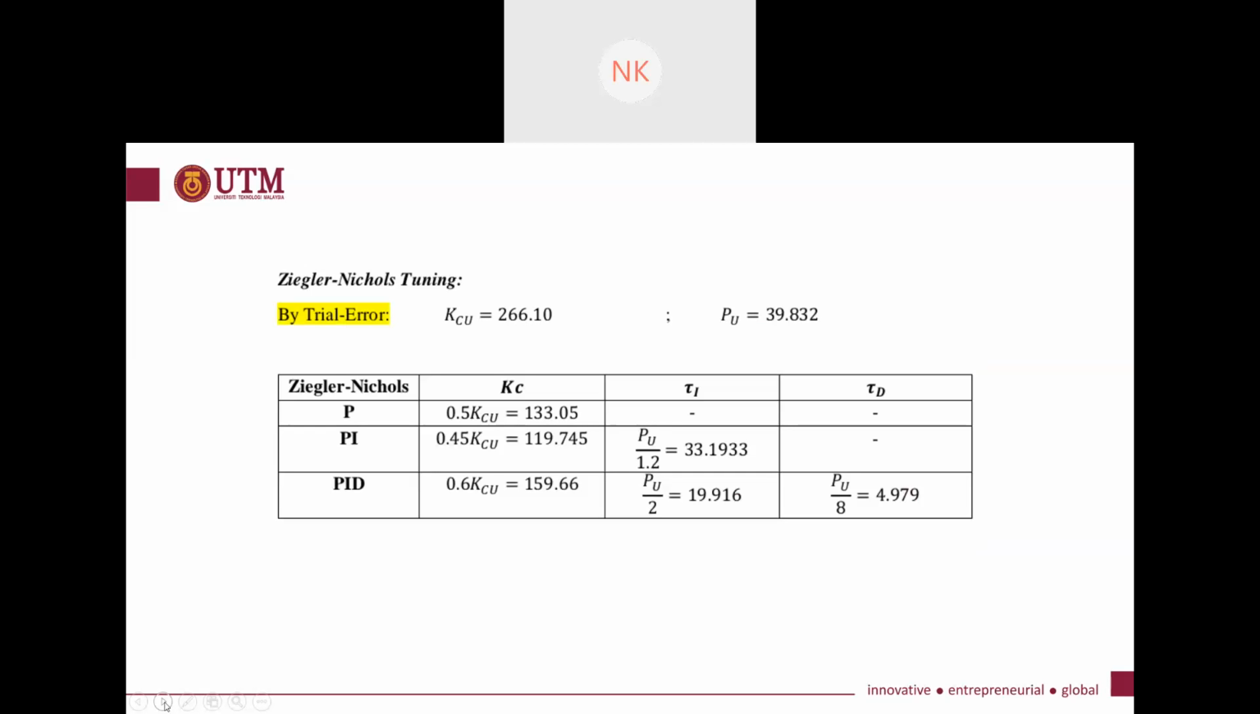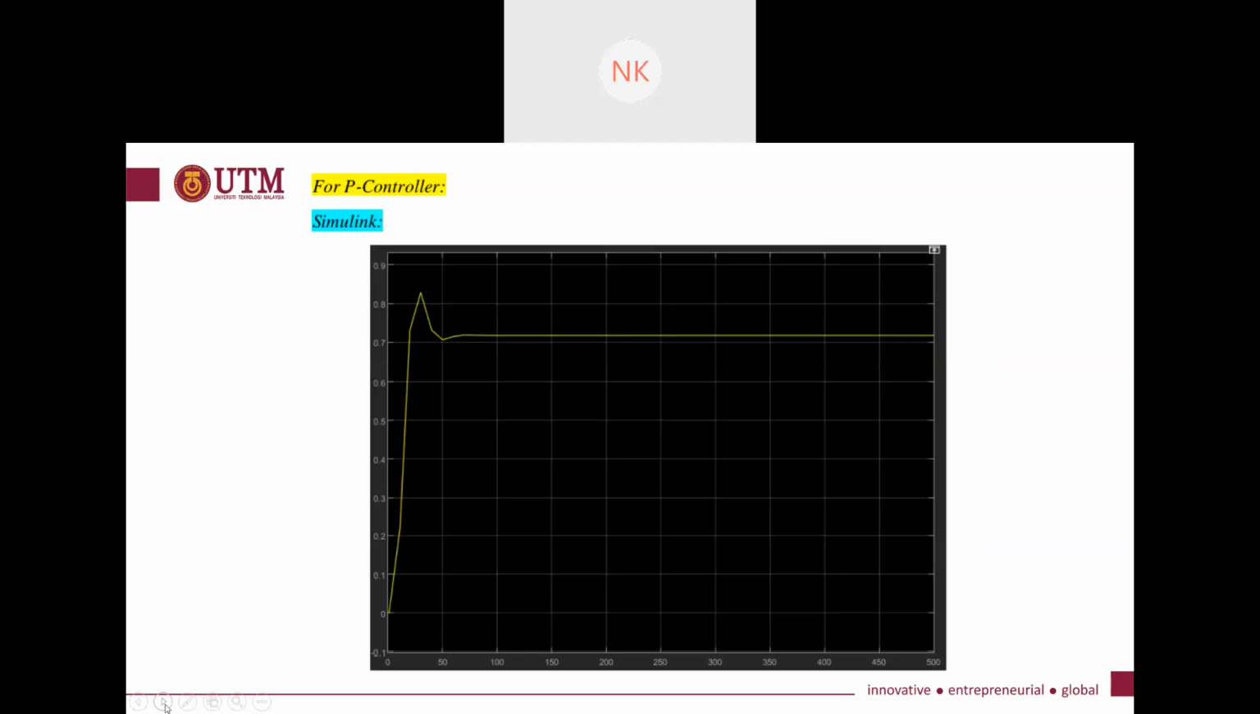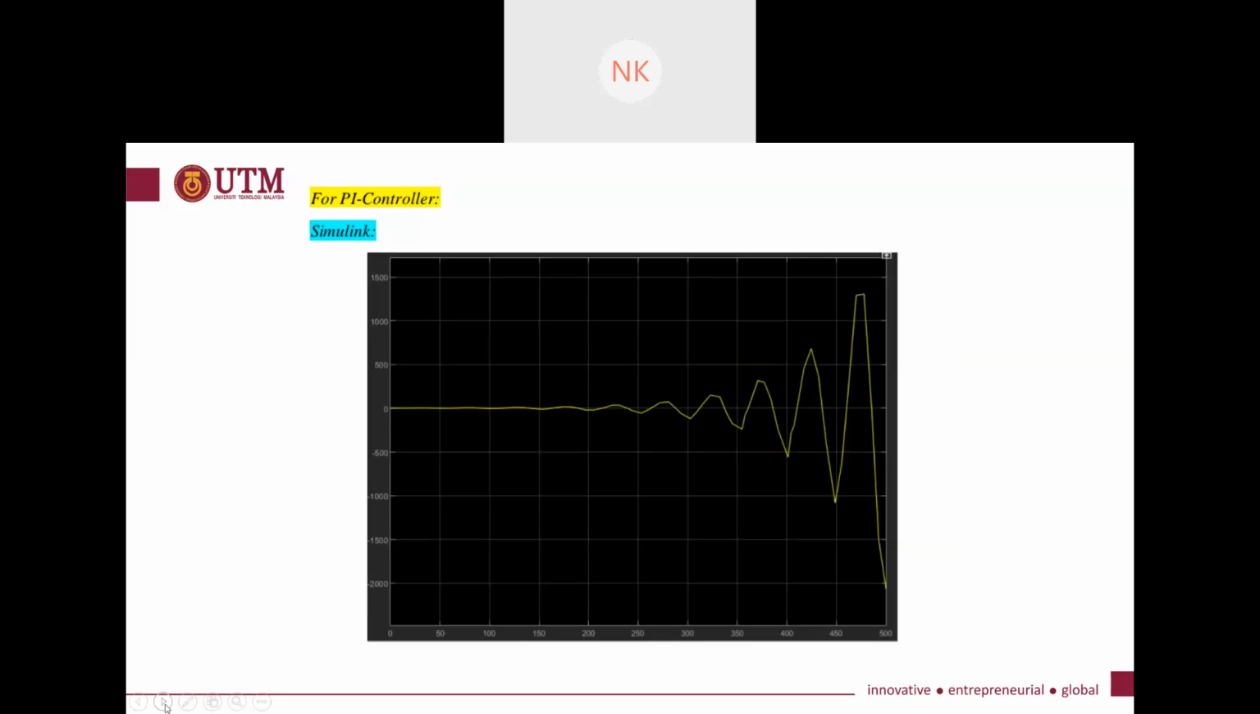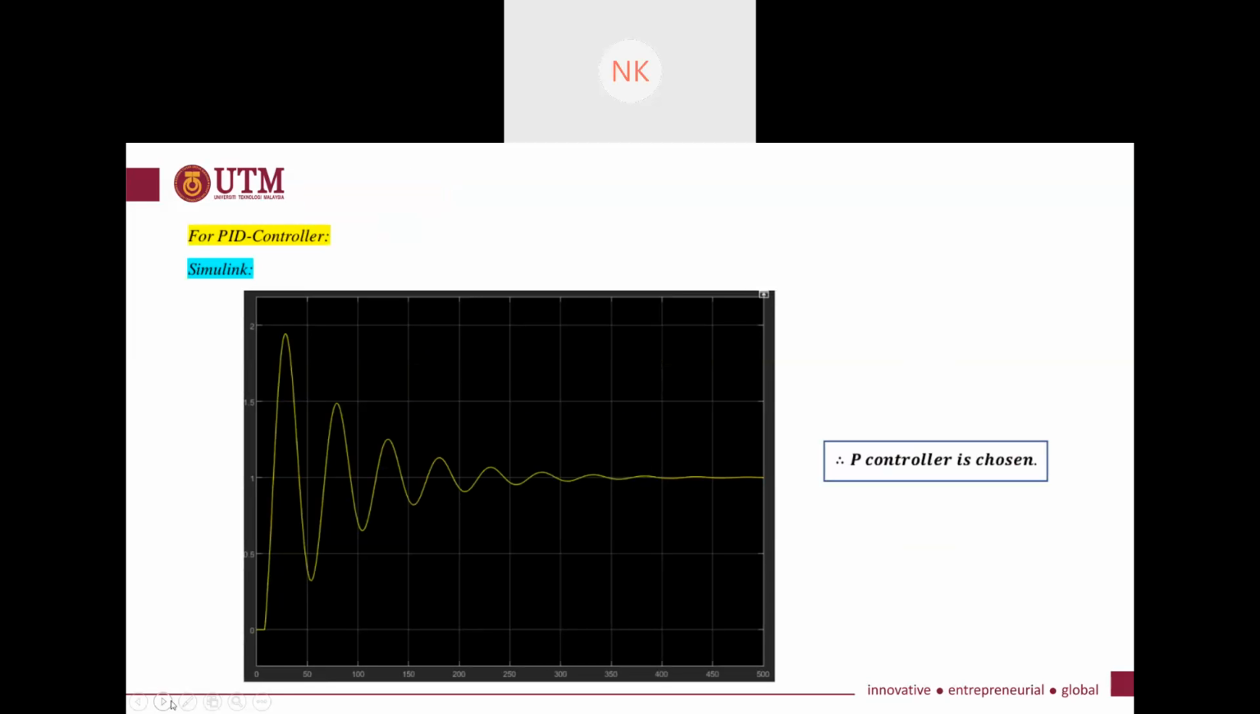Okay, moving on to the second method, that is Ziegler-Nichols tuning. We calculate using the trial and error method by assuming the KCU and PU values. For KCU, we assume 266.10, whereas for PU it is 39.832. With these two values, we put them into the Ziegler-Nichols table below to get KC, tau I, and tau D. With these values, we put them in Simulink for the three mode controllers, and this is the graph shown here. This is for the P controller, PI controller, and PID controller.